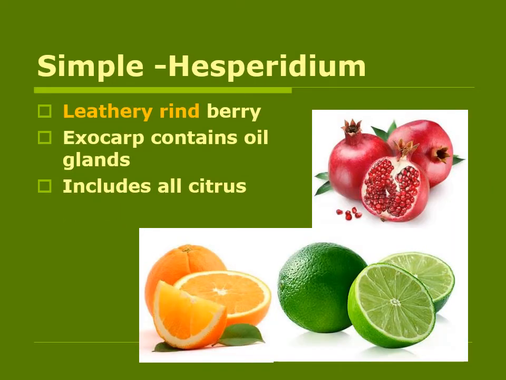Another type of simple fruit is Hesperidium. I've always liked this name. It's kind of a fun name. Hesperidium is any kind of berry, meaning many seeds, with one or fused carpels, but it also has a leathery rind. So pomegranates, all of the citrus family, they are Hesperidium.